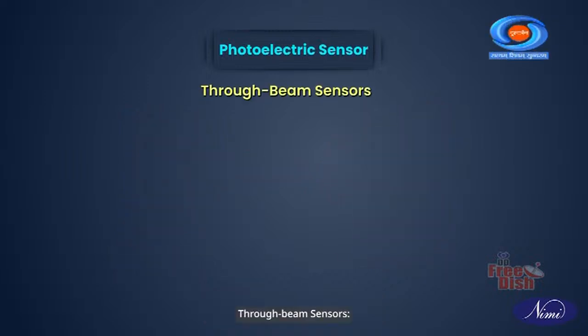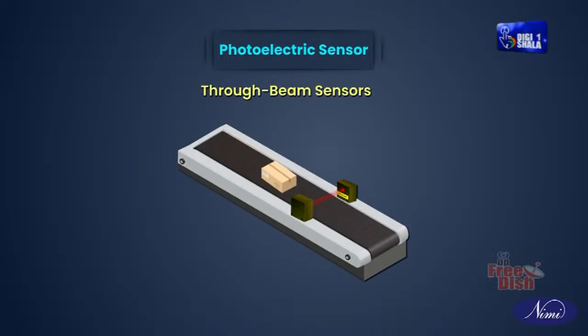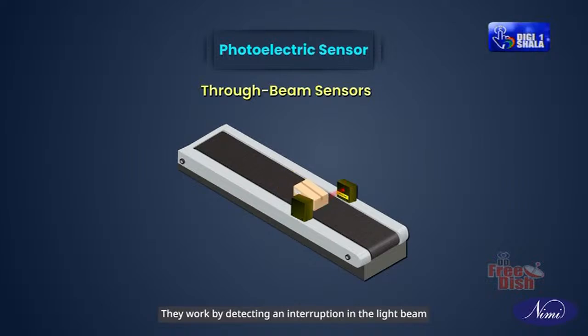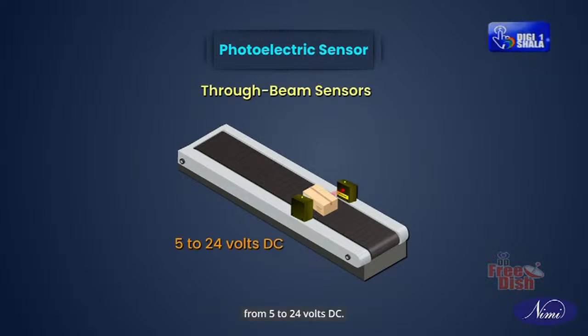Through beam sensors. These sensors consist of a separate emitter and receiver unit. They work by detecting an interruption in the light beam between the emitter and receiver. Their operating voltage typically ranges from 5 to 24 volts DC.